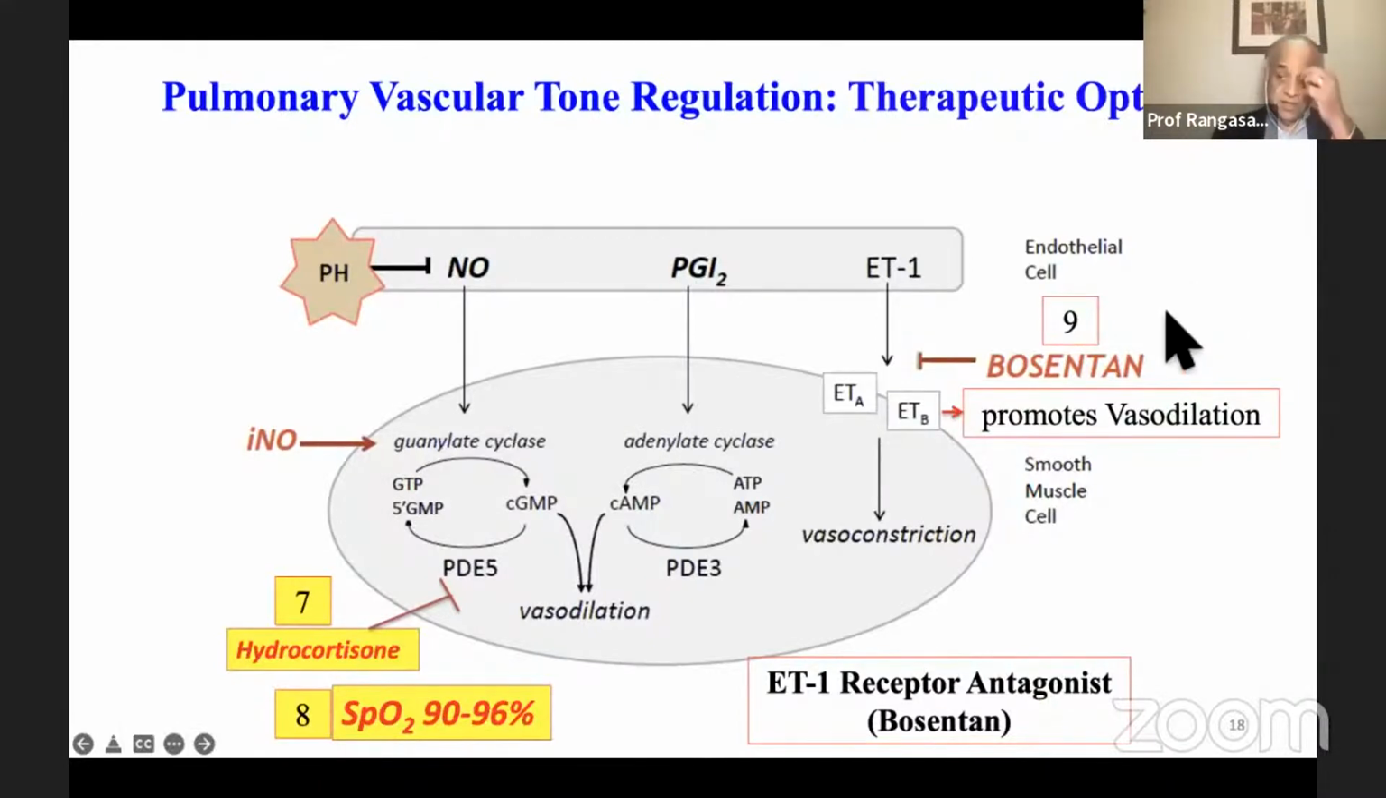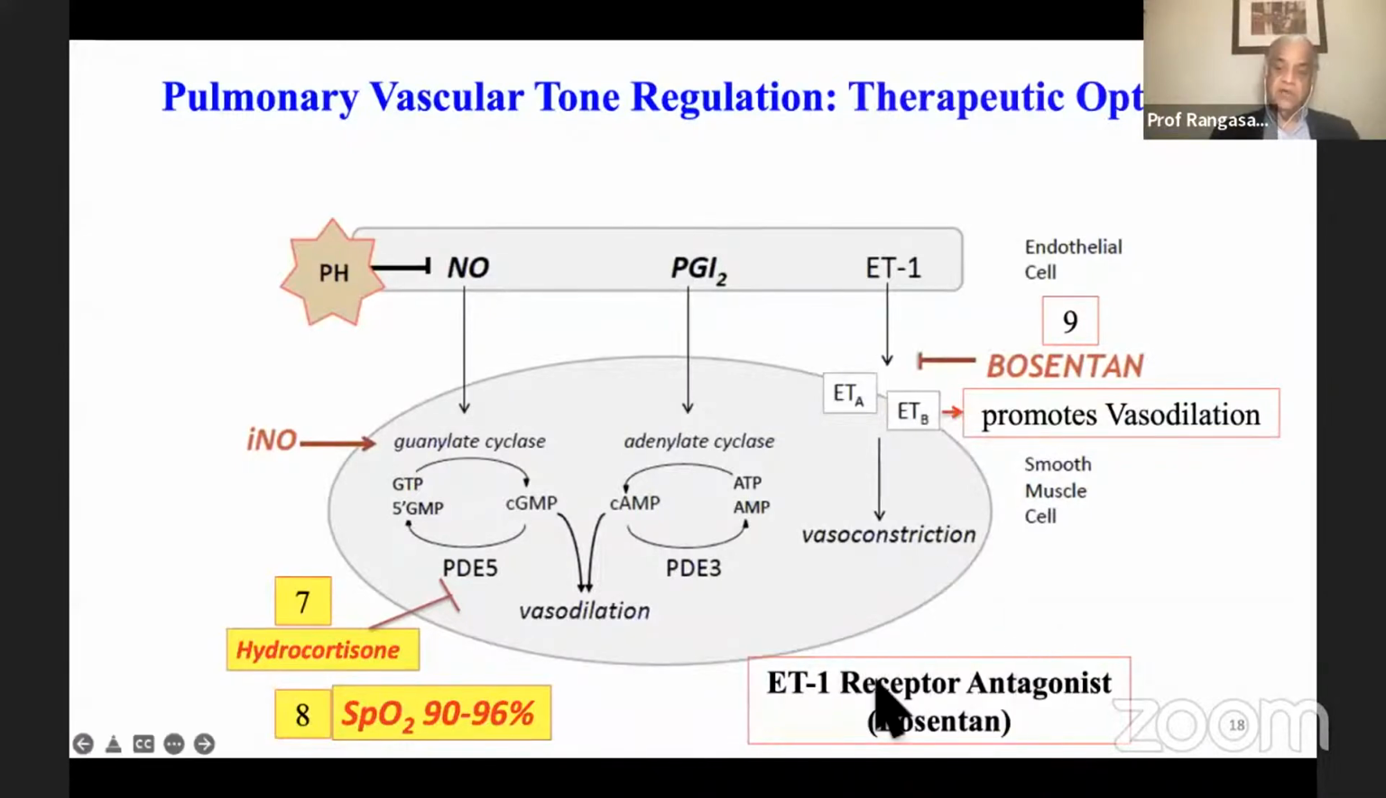The other drug we use is bosentan, which again, remember, endothelin-1 is a very potent vasoconstrictor. Under physiological conditions, there is a balance between vasodilators and vasoconstrictors. In fetal life, vasoconstrictors are very high. Postnatally, vasodilator concentration should go up once you start ventilating the baby. So endothelin-1 acts on the endothelin ETA receptor, which causes vasoconstriction, whereas endothelin receptor B promotes vasodilation.